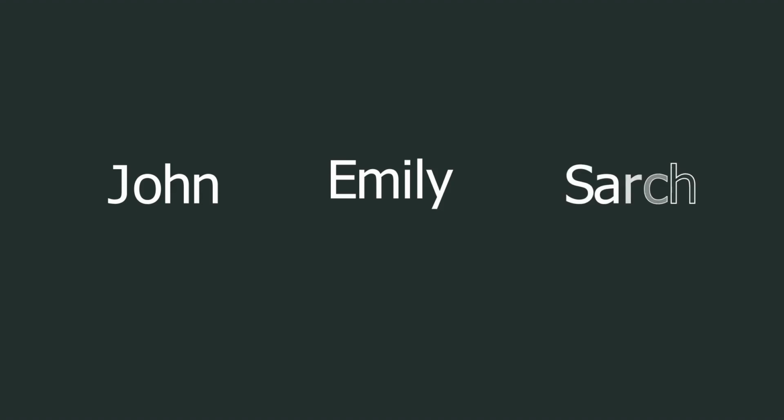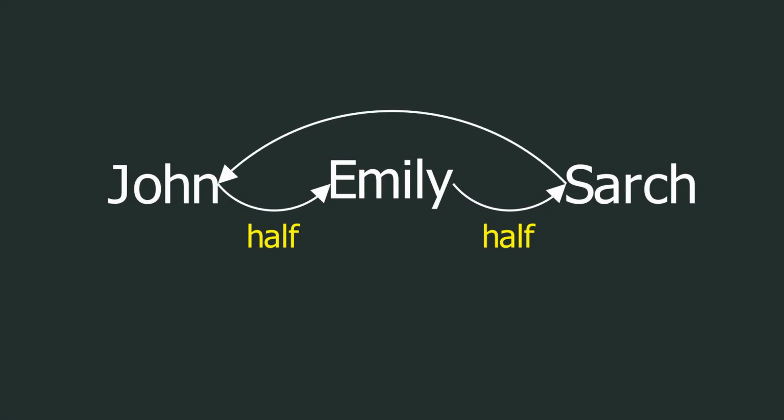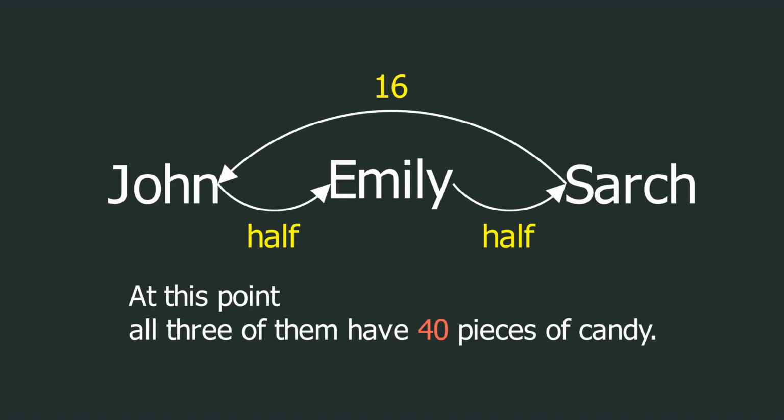In order, John took half of his candy and gave it to Emily. Then Emily gave half of her candy to Sarch. Afterwards, Sarch gave John 16 pieces of candy. At this point, all three of them have 40 pieces of candy. Question: originally, how many pieces of candy did each of the three individuals have?